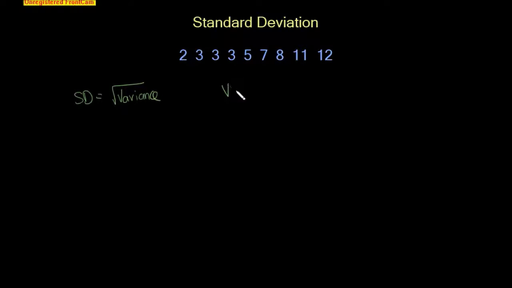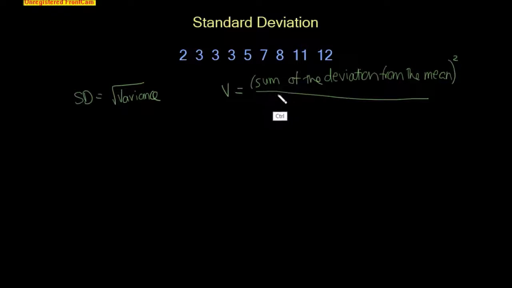Well, variance equals the sum of the deviation from the mean of each of these values squared, divided by the number of values. Okay, so we need to work out the variance before we can work out the standard deviation.